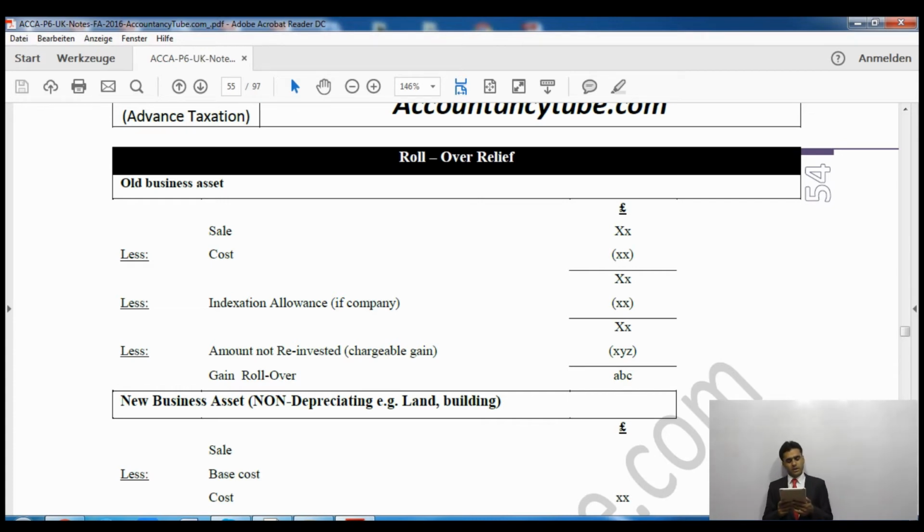Now as you can see on your screen, it says old business asset. The old business asset means the first asset. So we have sold it, we'll take sales less cost, and if it is a company, we'll have to deduct the indexation allowance as well, and out of that we'll have to deduct the amount not reinvested. In my example, £20,000 was not reinvested. The amount not reinvested is going to be chargeable gain. We have to pay tax immediately on that. And the remaining amount, ABC, is the gain rolled over. We are not paying tax now on this. We will have to pay tax on that in the future.